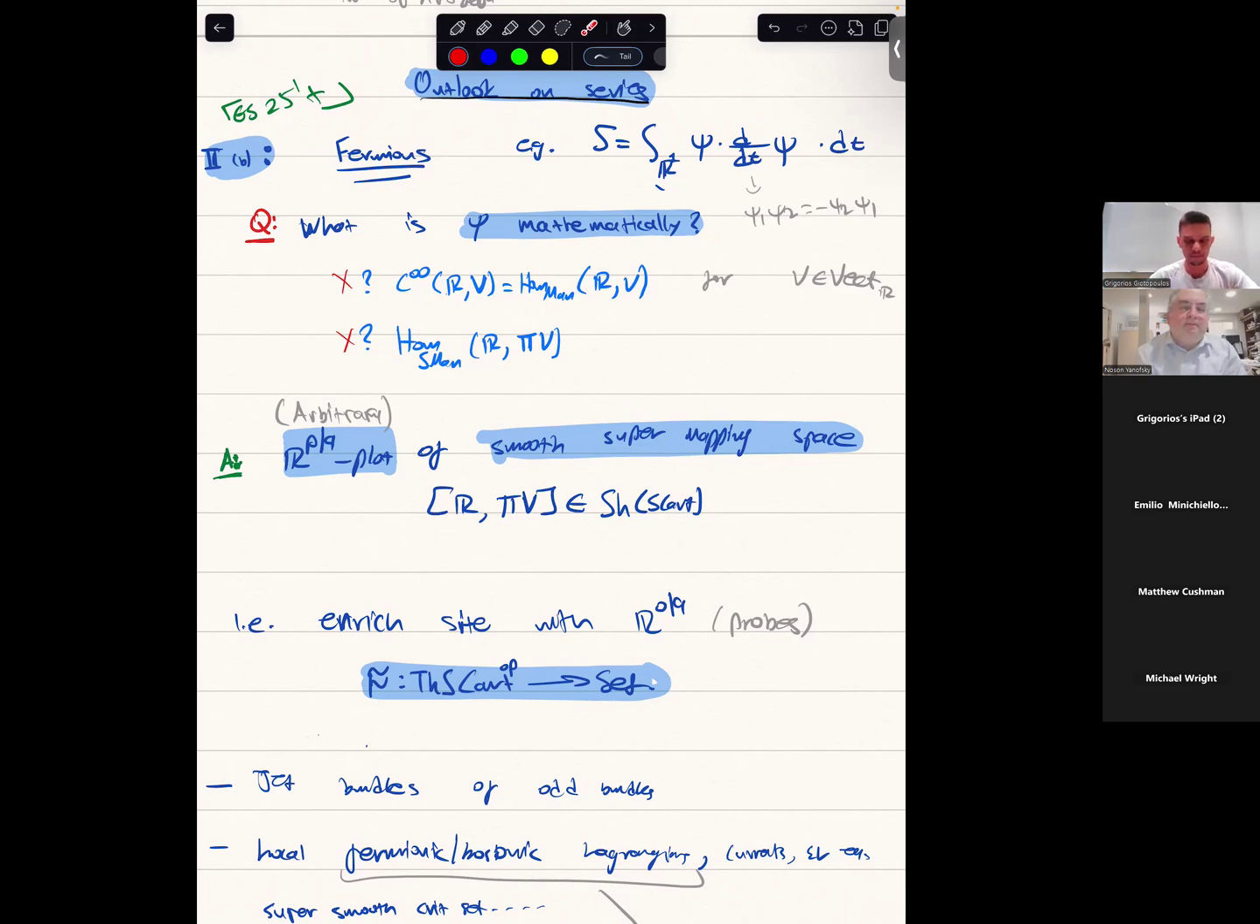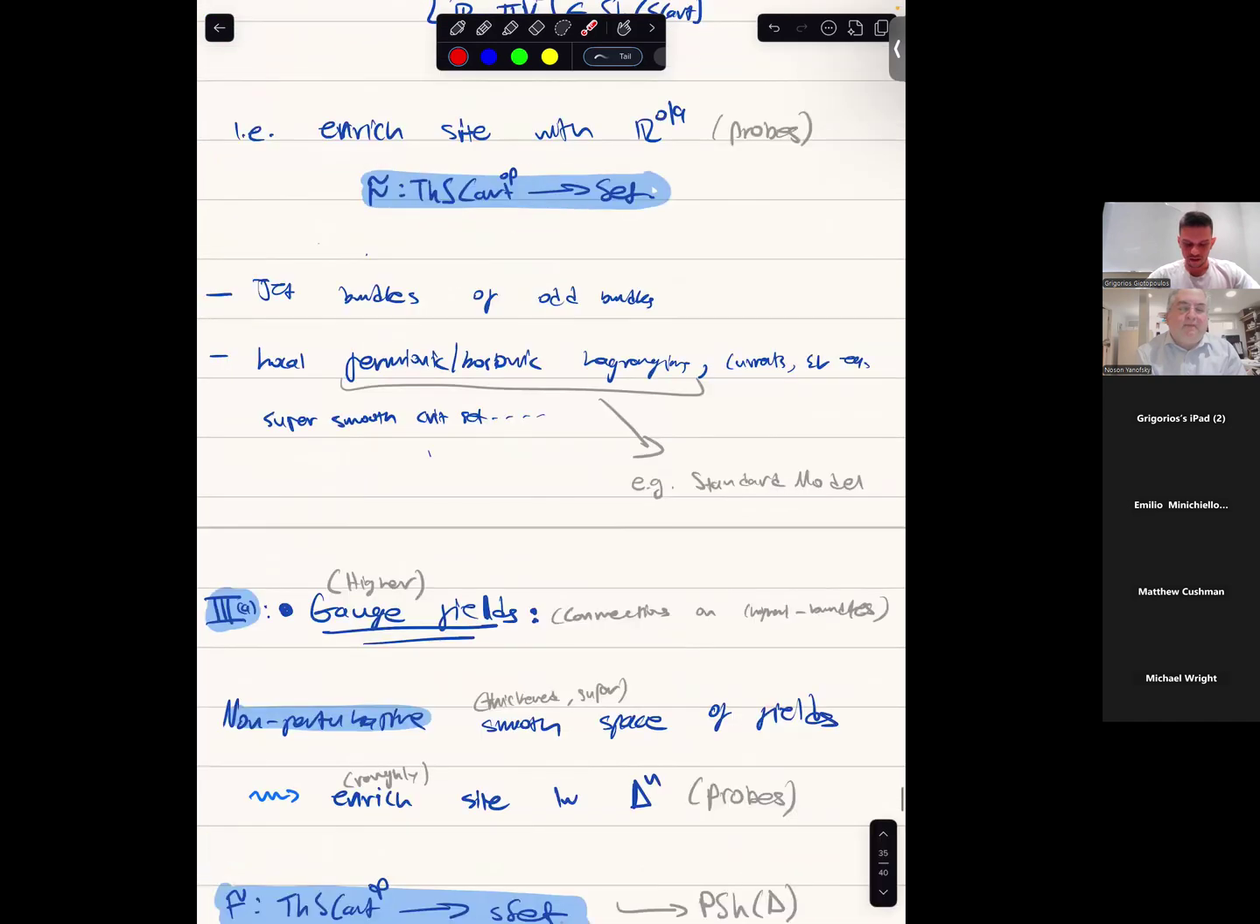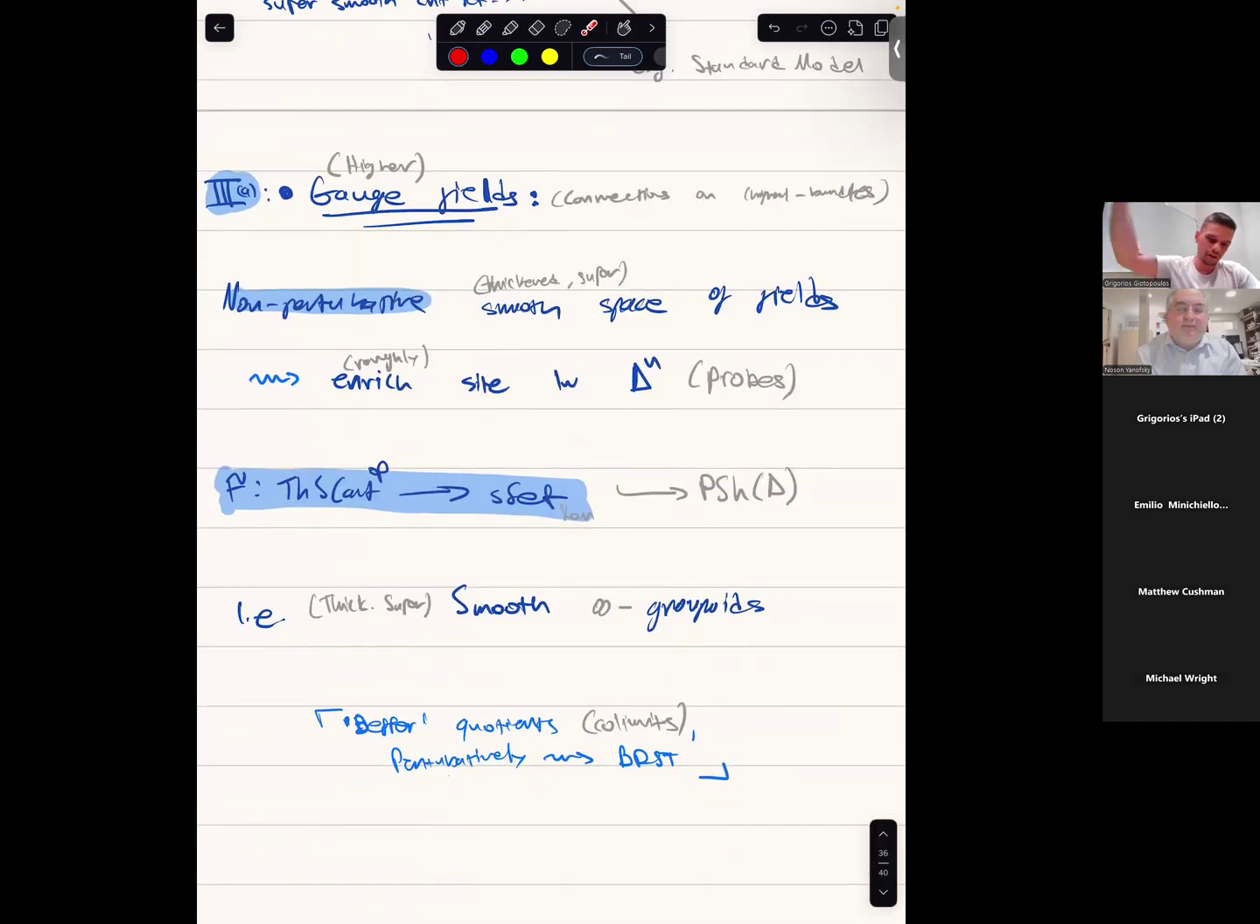Yeah, that's right. Let me just end with a further part in the series. This is about now going into actual higher geometry. Finally, this is about talking about gauge fields. So if I want to talk about electromagnetism with non-trivial topological sectors and so on, non-perturbatively, I need to enrich the site with further probes, higher simplices. So in the end, my functors will be valued not in sets, but in simplicial sets.